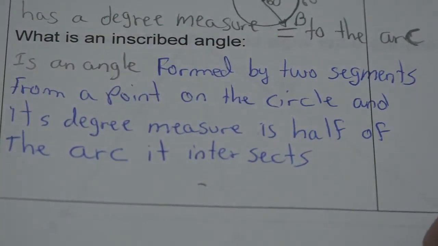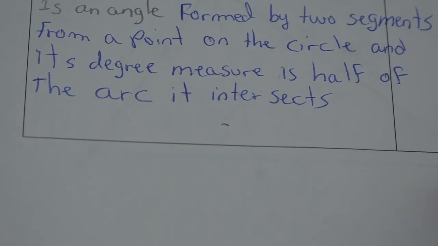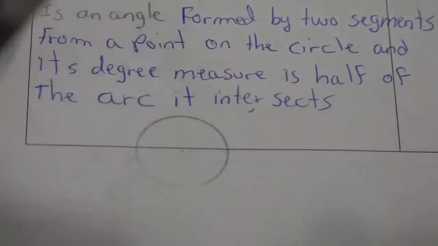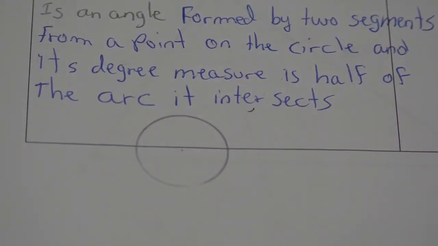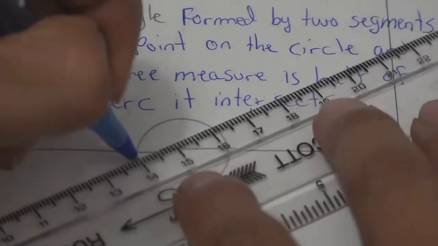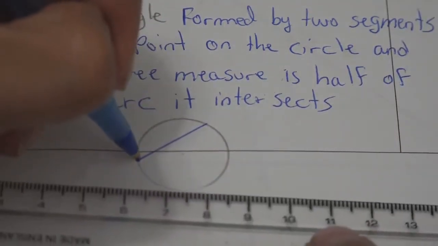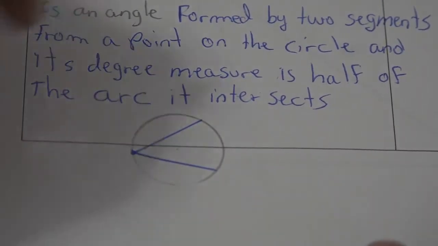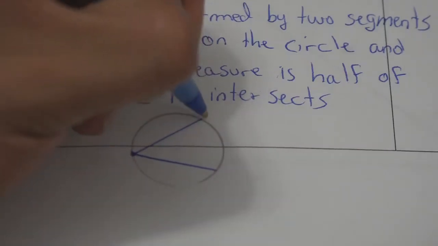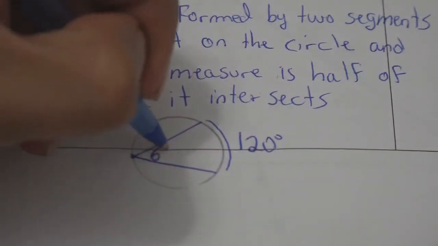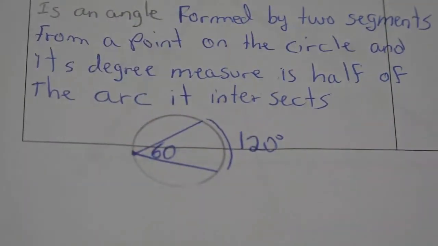So, what's an inscribed angle? I'll show it to you right now. So this is your circle right here, right? And I just decide that I want an angle that goes in from a point on the circle, like that. And it's half of the arc. So if this arc right here is 120 degrees, then the angle is going to be 60, because it's going to be half of the arc it intersects.